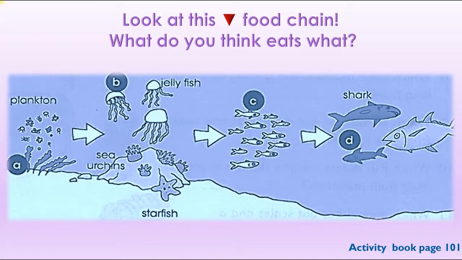Now, look at this food chain. What do you think eats what? I want you to concentrate here. It's not a problem. Just look here, the plankton at the left, and there is an arrow to the sea urchins, the jellyfish, starfish, and there an arrow to the small fish, and then the tuna and the shark.